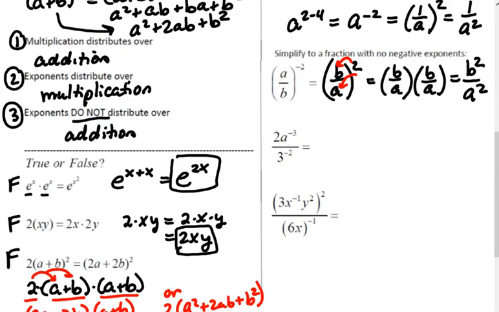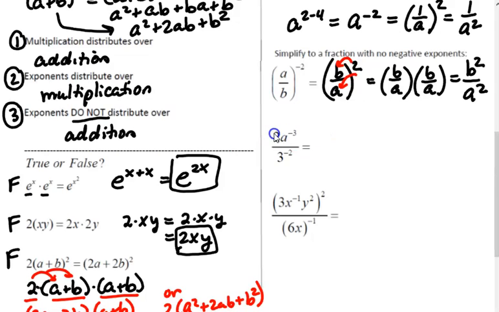The next example, 2a to the negative 3rd over 3 to the negative 2nd. What if we have a fraction that already has negative exponents on individual components in the numerator and the denominator? Well, we can remember that anything raised to a negative exponent, if it's in the numerator, its reciprocal will end up with that term in the denominator. Or if it's in the denominator, its reciprocal will end up with that term in the numerator. So a to the negative third can become a to the positive third if I move it to the denominator, and 3 to the negative second becomes 3 to the positive second if I move it to the numerator.